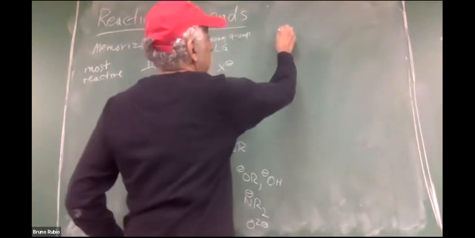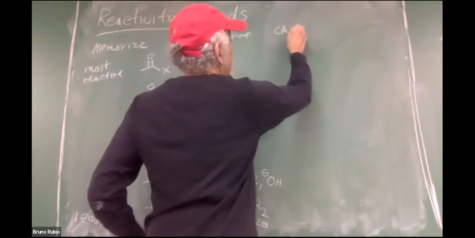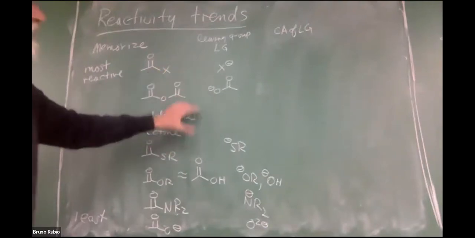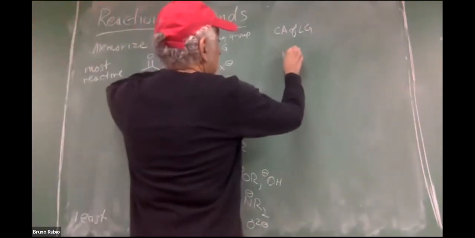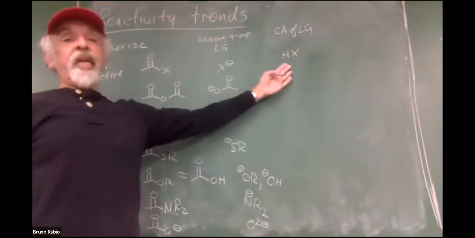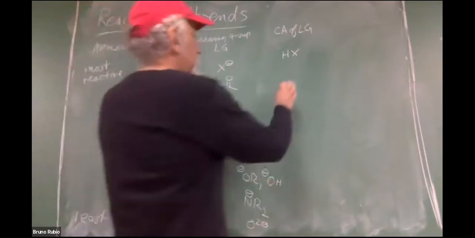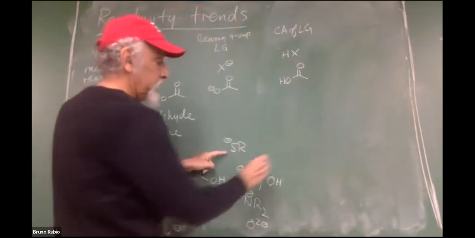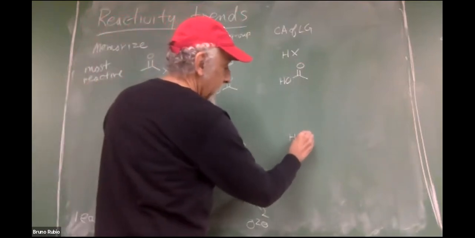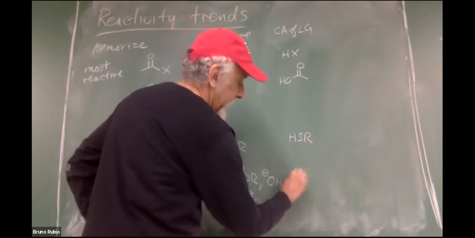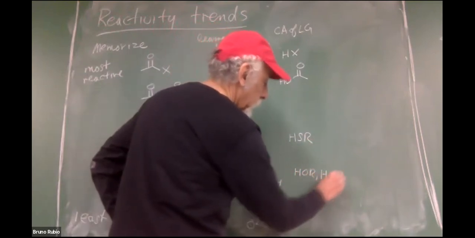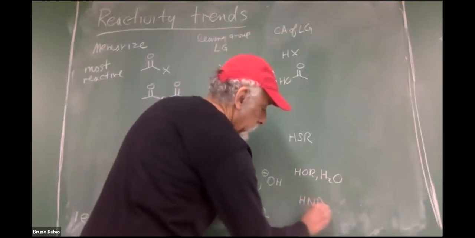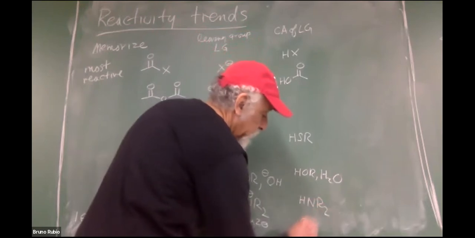And now let's look at the conjugate acid of the leaving group. So now just slap a proton on all of these negative charges. HX, so this could be something like HCl or HBr. The conjugate acid of the leaving group here would be a carboxylic acid. Here it would be a thiol. Here it would be an alcohol or water. Here it would be an amine. And the conjugate acid here would be OH minus.